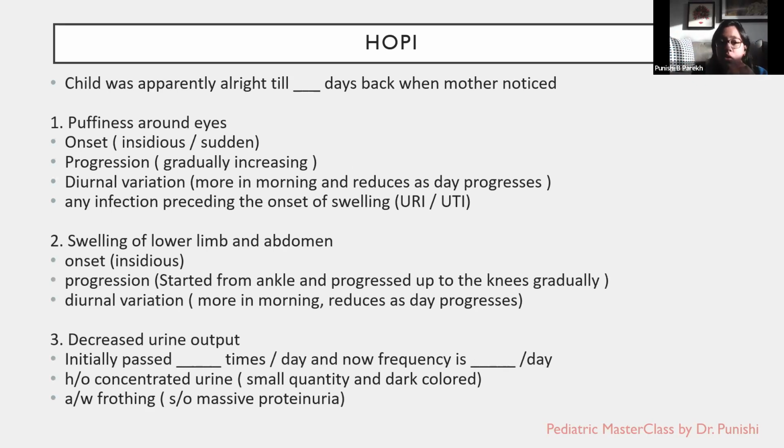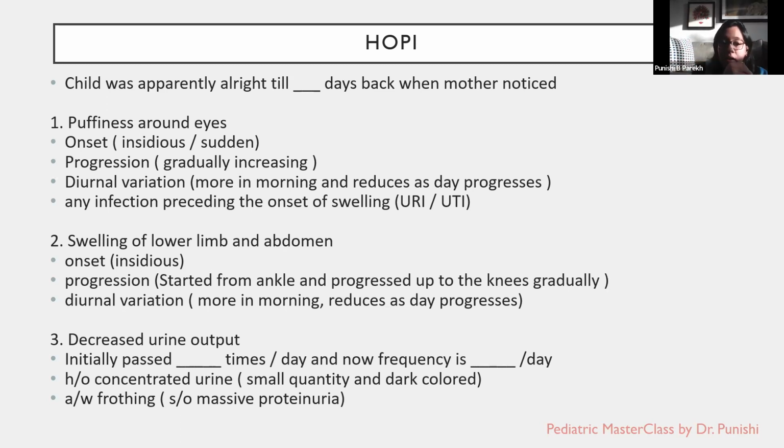So the child was apparently all right till 7 days back when the mother noticed puffiness around the eyes, which was insidious in onset, which has been gradually progressive in nature, which is associated with diurnal variations. This is very important, and this question is not something which the mother will give you an answer for unless and until you ask for it. So it's very important that when you have edema of any part of the body, you should always ask for diurnal variations. You should always ask how the edema appears, when is it maximum, does the edema resolve on its own, etc.